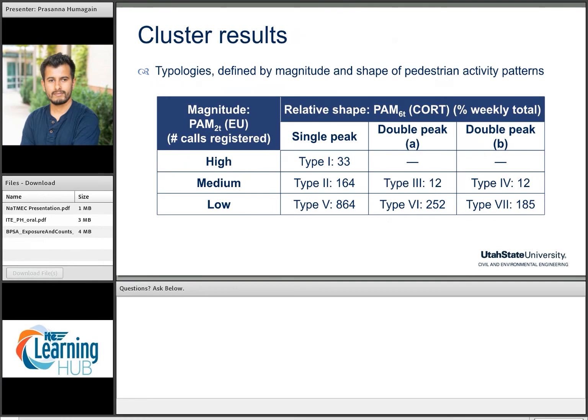Now moving into the cluster results, as explained before, 3 clusters were formed based on the magnitude, that is high, medium, and low, and 3 based on their patterns, like single peak, double peak A, and double peak B. Cross classification between these 2 clusters gave us 7 unique typologies, defined by their magnitude and their shape of patterns.